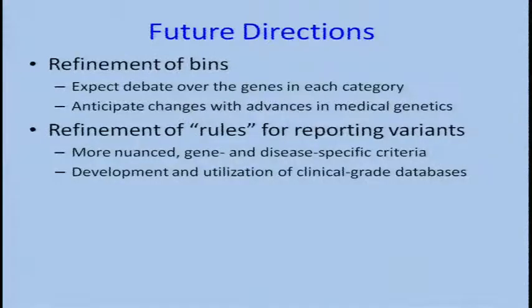I think we'll refine the rules for reporting the variants. Again, what we did here was a very rough draft of what the variant reporting criteria should be. We'll get much more nuanced as we learn more about the types of mutations that cause disease. And of course, with a clinical grade database like the one we were thinking about earlier today, replacing the gene mutation database, incorporating those other databases into the system, I think will be very valuable.